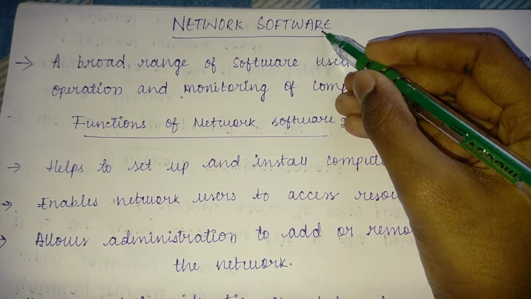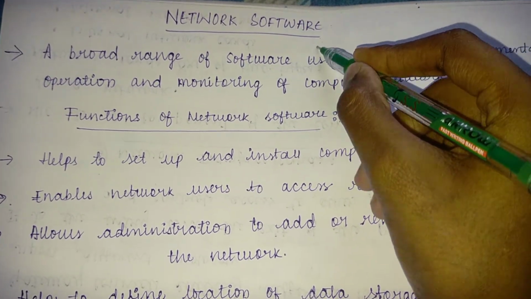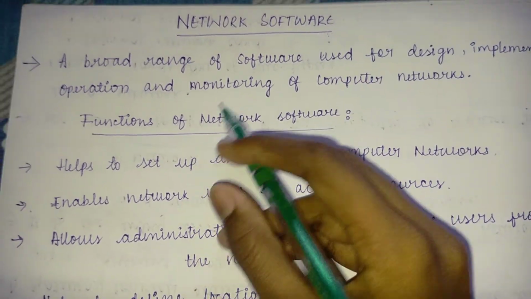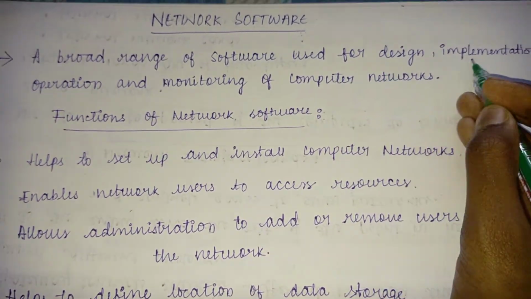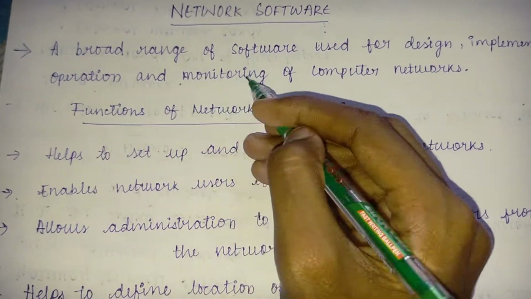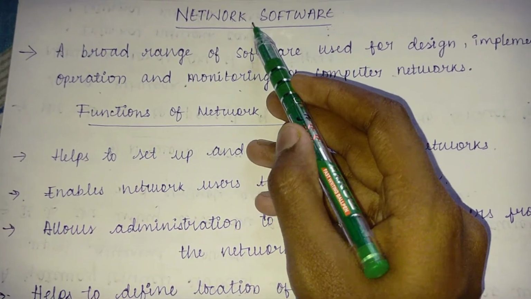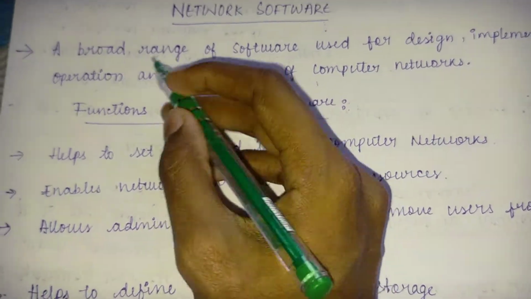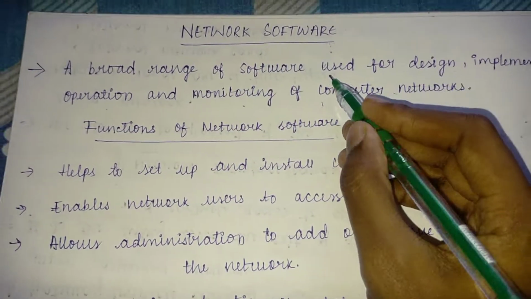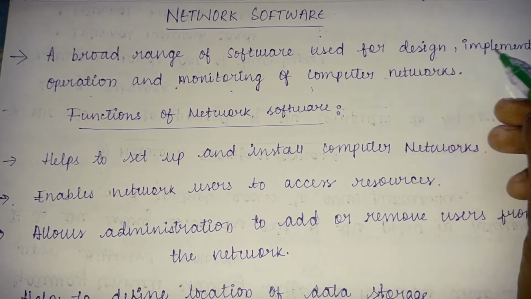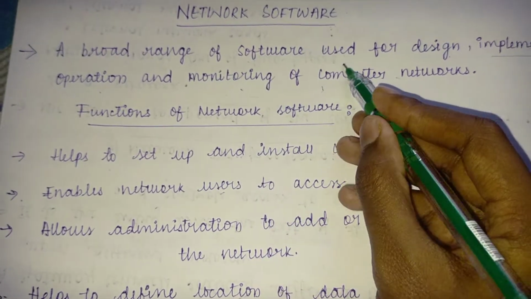Everyone. So today we'll see network software, the topic in the first unit of computer networks. Network software is nothing but a broad range of software used for design, implementation, operation and monitoring of computer networks. In the previous video we have seen what network hardware is. In the same way, network software is a broad range of software which is used for design, implementation, operation, and it monitors the computer network.